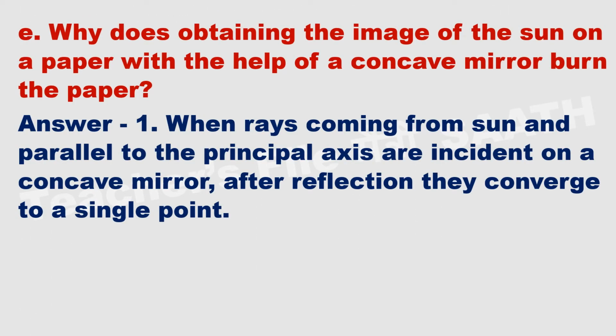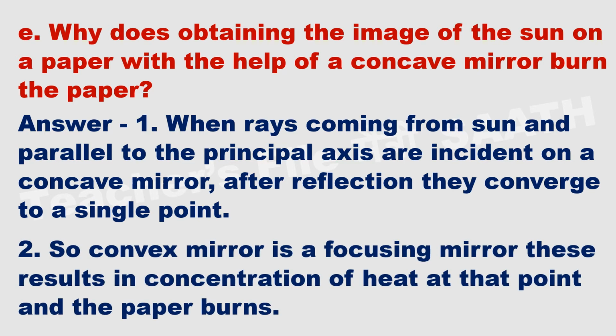Why does obtaining the image of the sun on a paper with the help of a concave mirror burn the paper? Answer. When rays coming from the sun and parallel to the principal axis are incident on a concave mirror, after reflection, they converge to a single point. So, a concave mirror is a focusing mirror. This results in concentration of heat at that point and the paper burns.